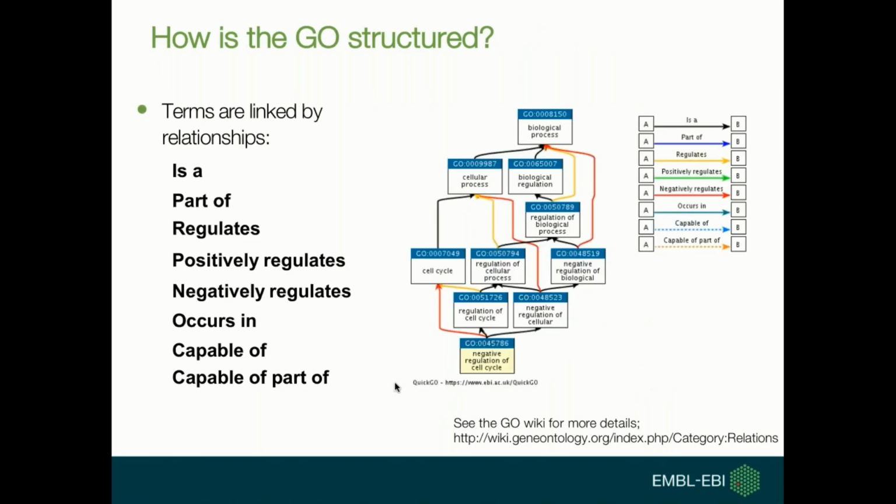So how is it structured? I said before that it's connected. These terms are connected by a series of relationships, and these relationships are represented by the different color arrows. We have a little legend here, but I'll go through them individually.